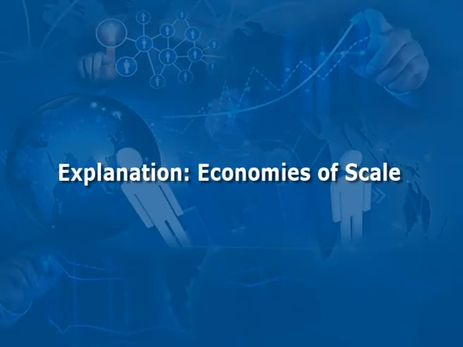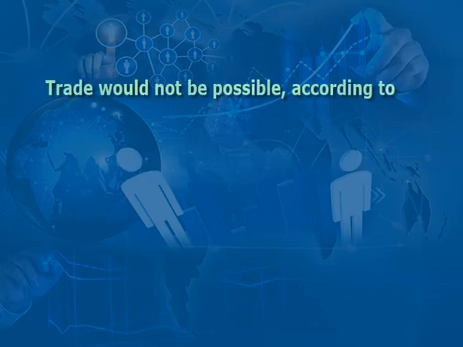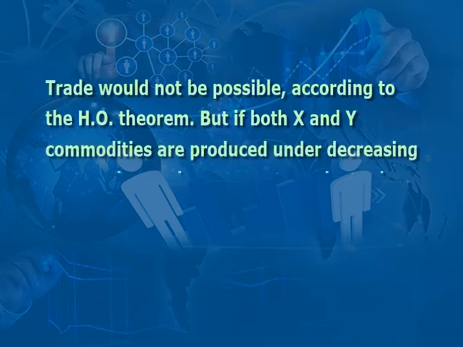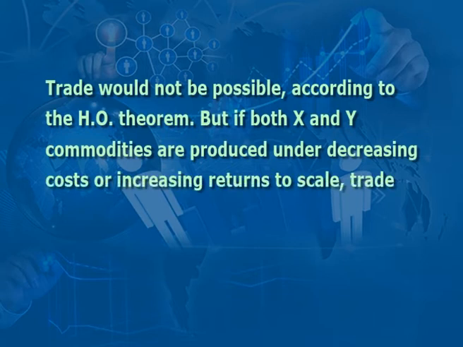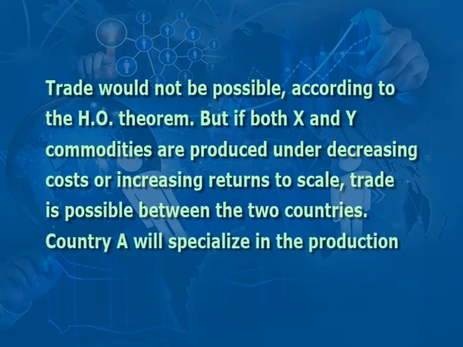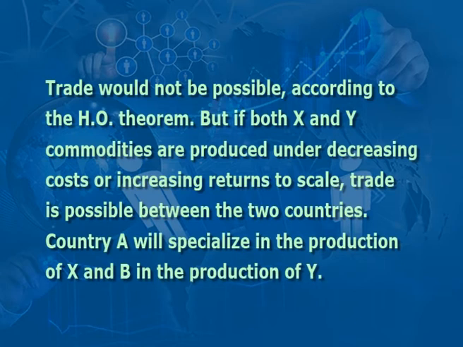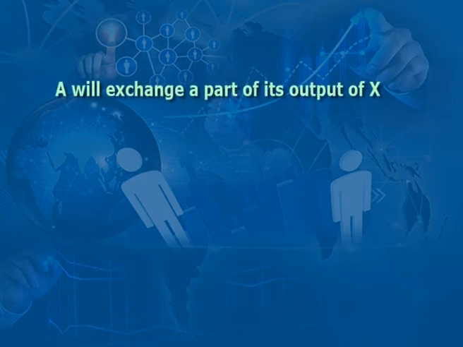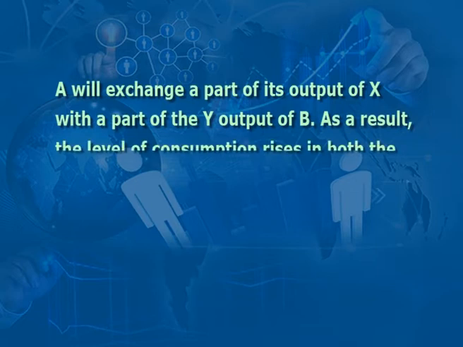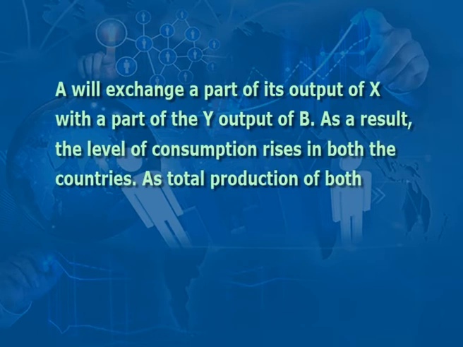Now let us look at its exact explanation. Given these assumptions, trade would not be possible according to the Heckscher-Ohlin theorem. But if both X and Y commodities are produced under decreasing costs or increasing returns to scale, trade is possible between the two countries. Country A will specialize in the production of X and B in the production of Y. A will exchange a part of its output of X with a part of the Y output of B. As a result, the level of consumption rises in both the countries.